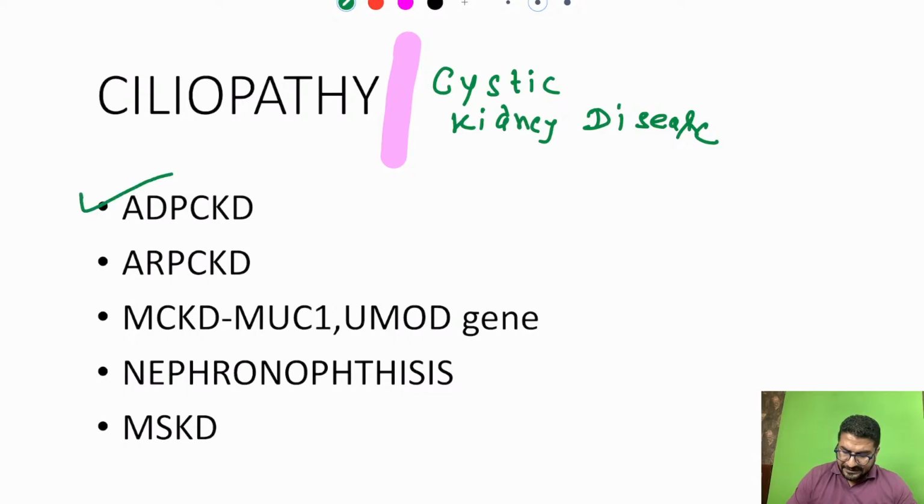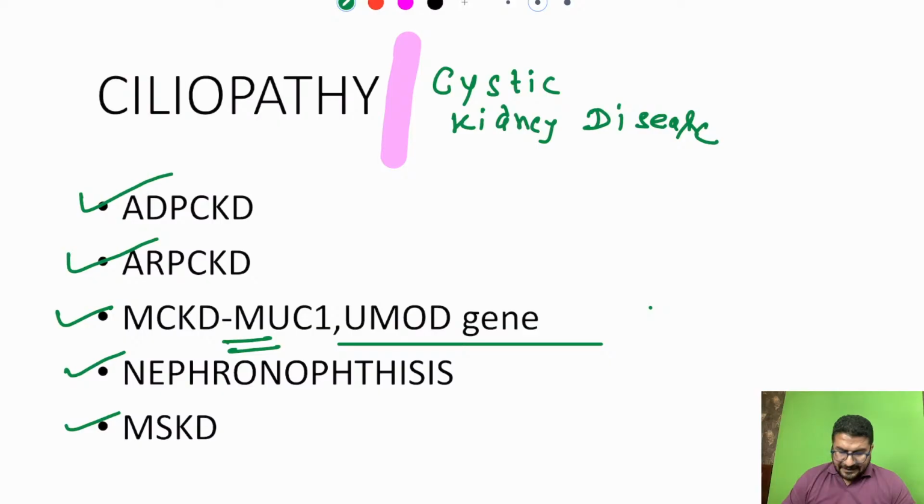The most important will be ADPKD, autosomal dominant polycystic kidney disease. Next important will be ARPKD, autosomal recessive polycystic kidney disease. Then we have MCKD, which will have two subtypes: MUC1 mutation and UMOD gene mutation. Then we have MSKD. MCKD is medullary cystic kidney disease. MSKD is medullary sponge kidney disease.